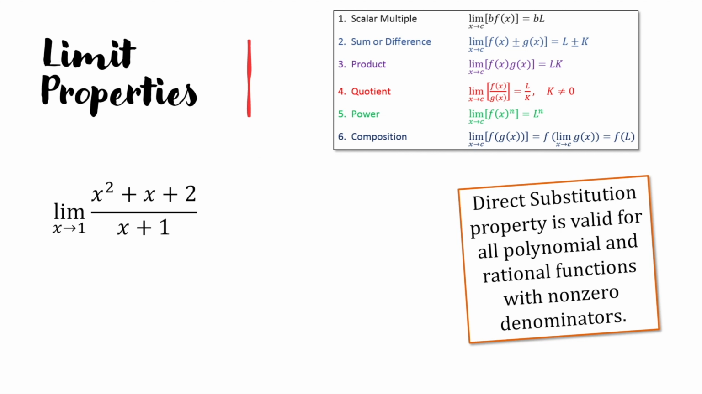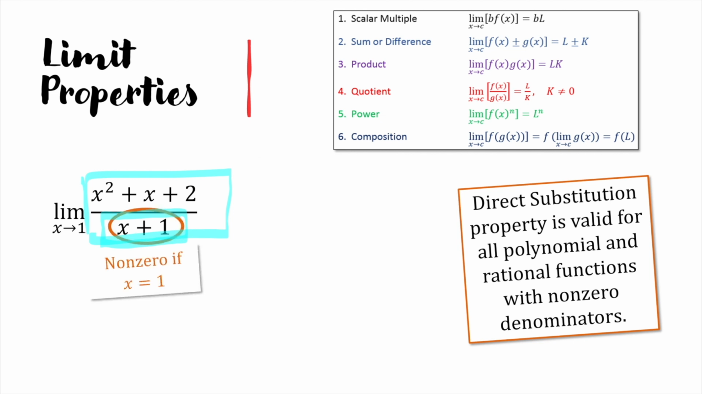Let's try this one. The limit as x approaches 1 of this rational function here, x squared plus x plus 2 over x plus 1. First thing to do is make sure that at our limit location 1, the bottom does not equal 0. So if I plug in a 1 to the bottom, I get, let's see, 1 plus 1 is 2. Okay, so that's non-zero. Now I'll just use direct substitution through the whole thing. 1 squared plus 1 plus 2 over 1 plus 1 is 2.